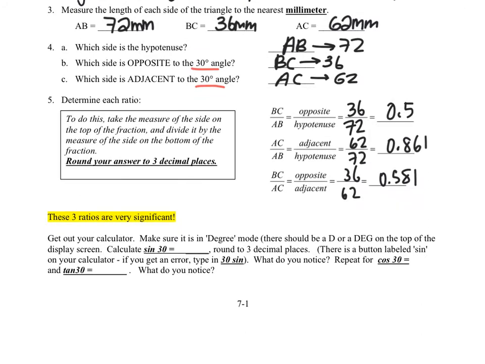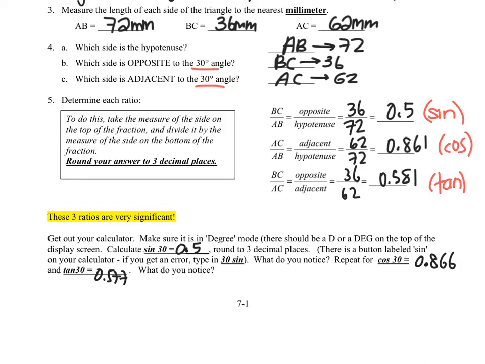Now, they told us to go to our calculator and type in a few things. Sine 30, and you should have gotten 0.5. That matches your opposite over hypotenuse ratio. Then they asked you to find cos 30, and cos 30 was 0.866, which is really similar to your adjacent over hypotenuse ratio. And then tan 30 was 0.577, and that one was really close to your opposite over adjacent ratio.